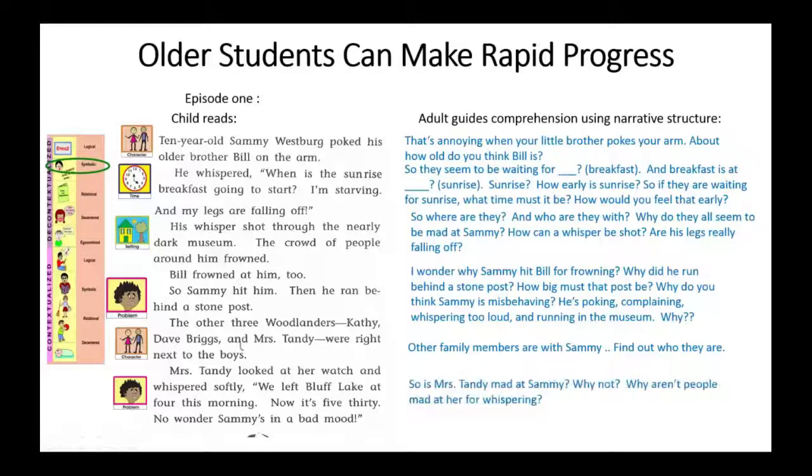So conversation might be something like, "So is Mrs. Tandy mad at Sammy? Well, why not? Why aren't people mad at her for whispering? They got mad at him for whispering, but they're not mad at her for whispering. Why not?" And then what could she do to help Sammy?